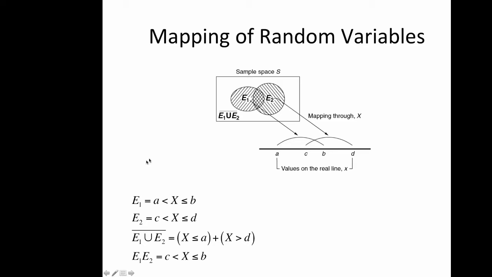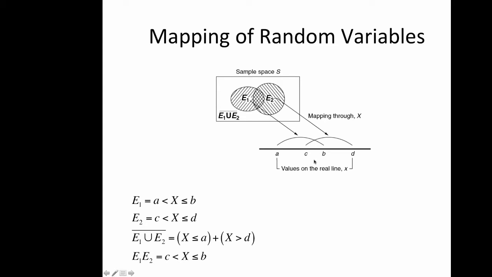And finally, the intersection or the overlap, E1 E2. Remember the notation that we've adopted in the textbook. We dropped the intersection symbol and just put in the E1 E2 notation. This is going to be equal to that intersection, where the random variable X can take on values that are greater than c and less than or equal to b. So everything in this range right here.